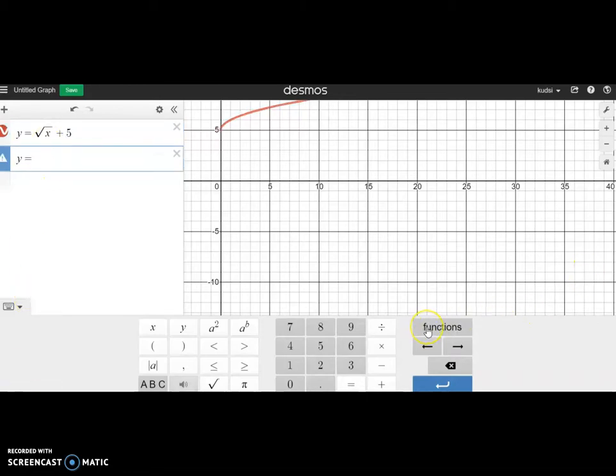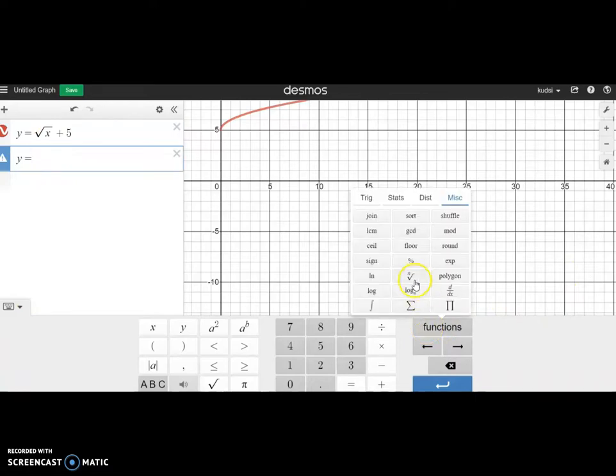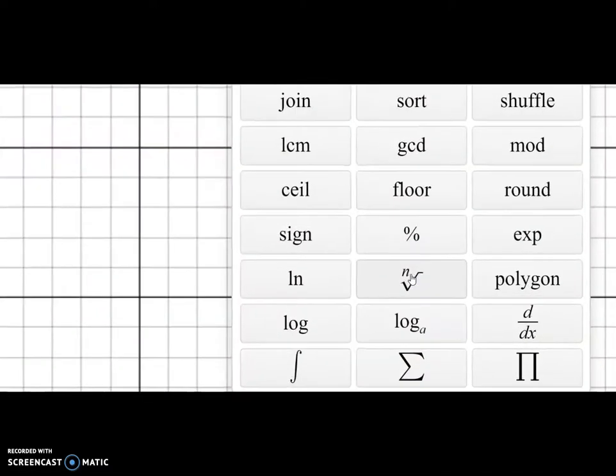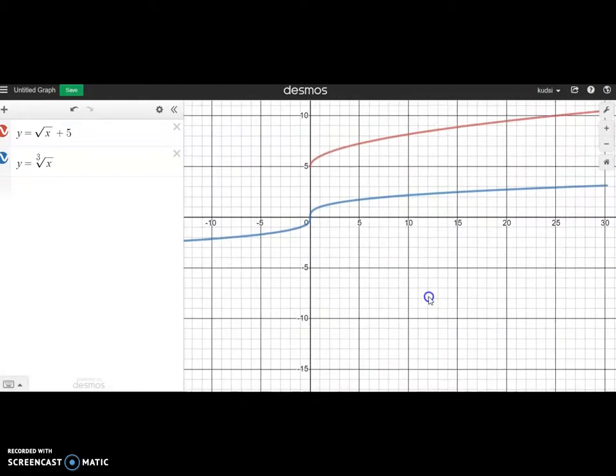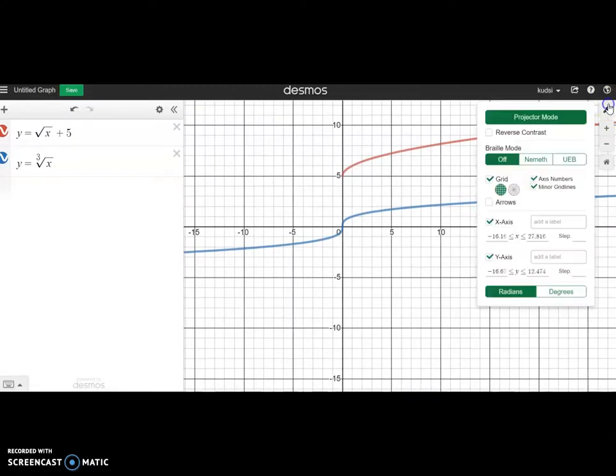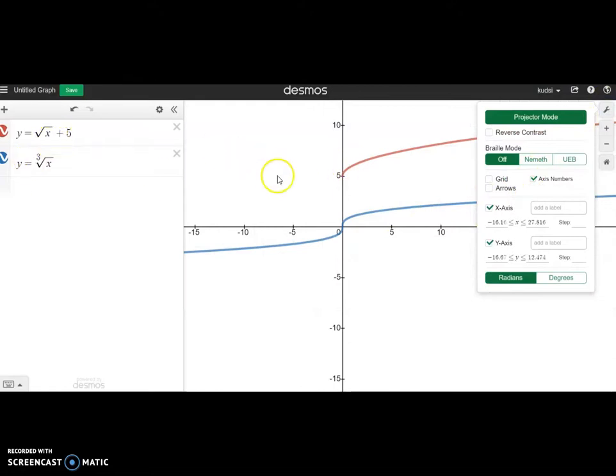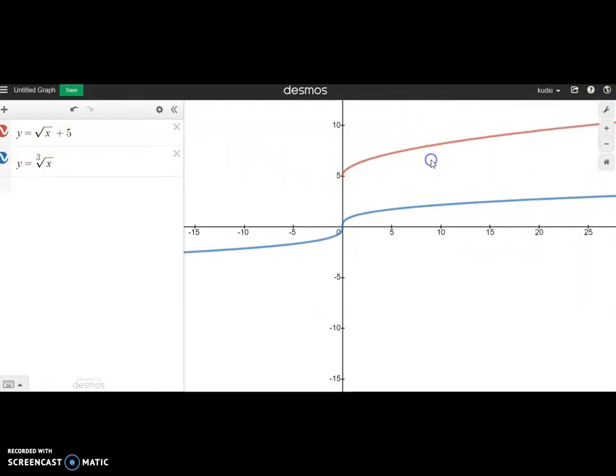Now if you go down here on the functions keyboard, this is where you can get to the nth root. It doesn't have to be a square root. Now we can put a third root of x. And there's that shape I mentioned. The idea with this is not to have an exact graph, but to know sort of it looks like that. The cube root of x does go left and right forever, and square root of x just goes on in one direction.